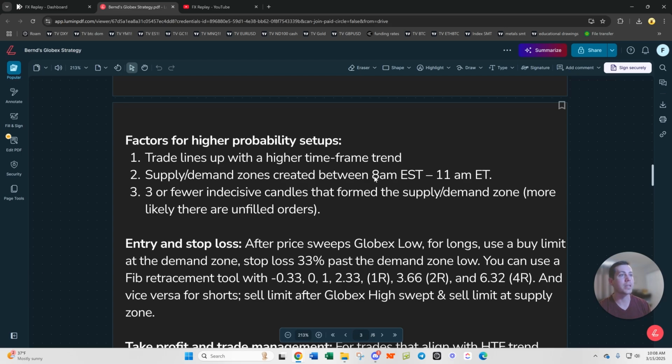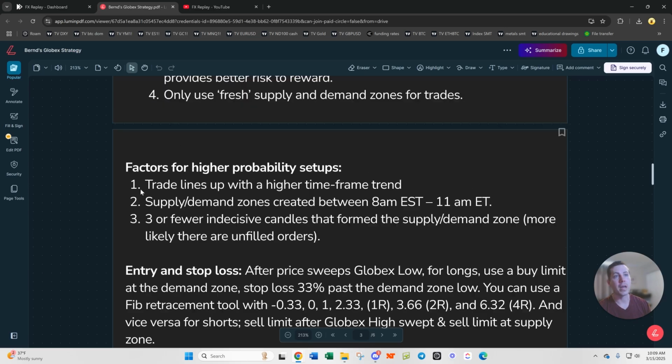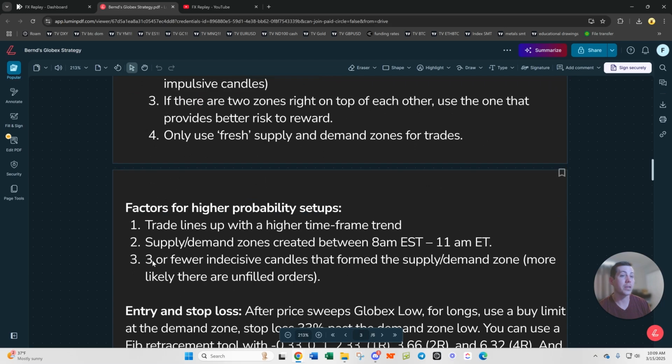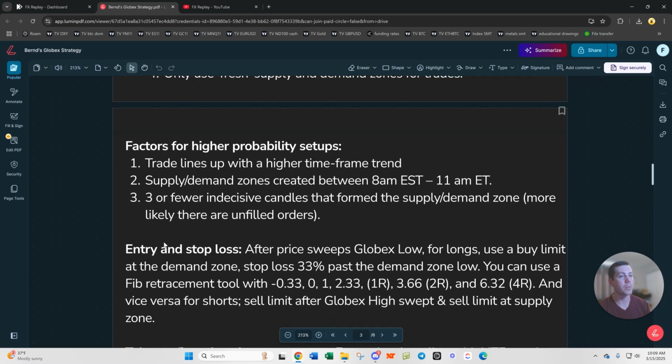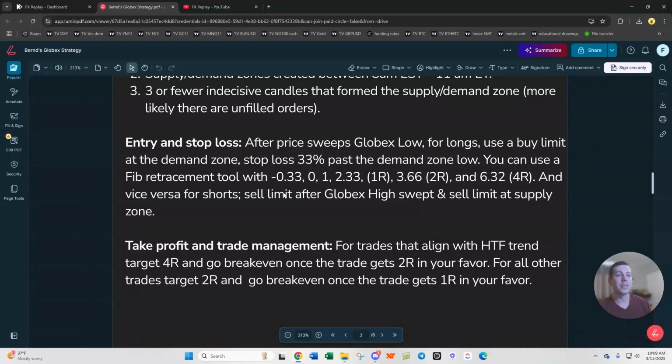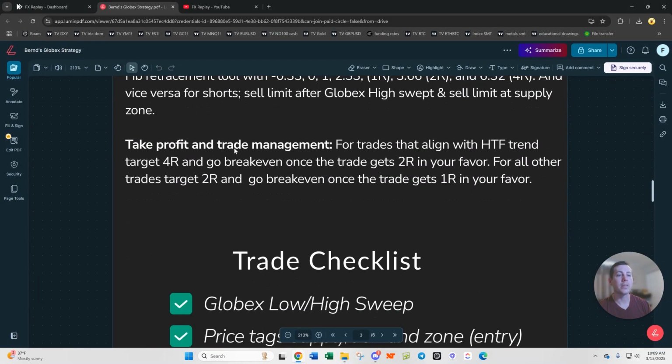We're going to specifically be using supply and demand zones during this window of opportunity between 8 a.m. and 11 a.m. Eastern. There are other zones that will work, but this is the highest probability, so we're going to make sure we use that for our A+ setups. And again, we want less than 6 candles in the supply and demand zones. If there are 3 or fewer, that can be even higher probability, but I'm not going to require that for this. So it's probably easiest to visualize a few examples.